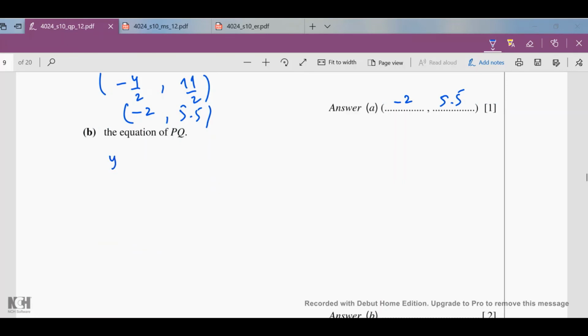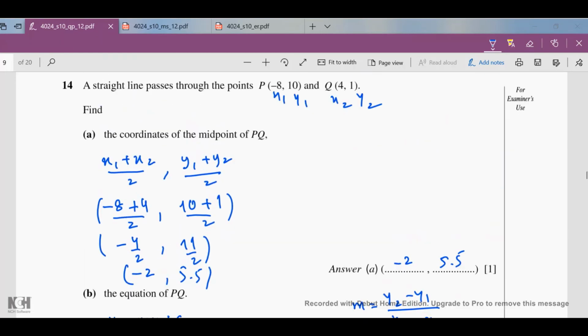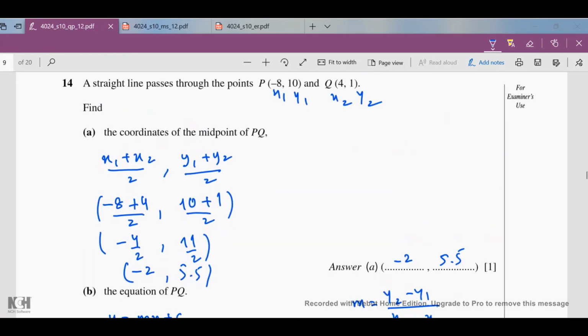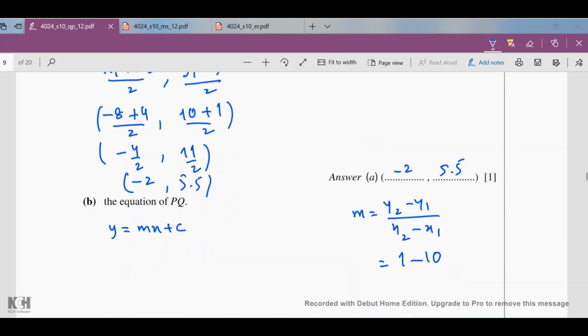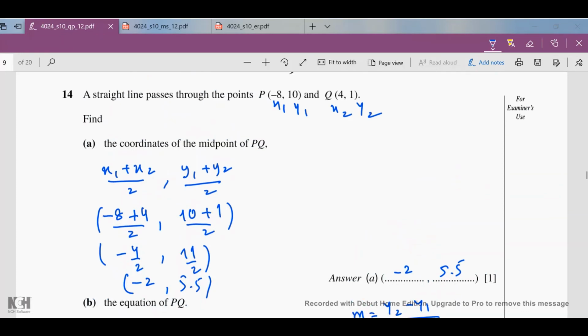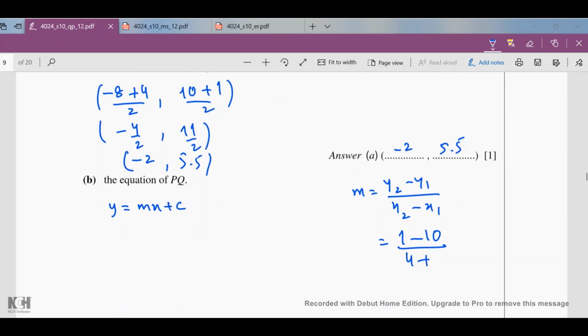To find the equation y equals mx plus c, we need to find the gradient. Gradient is y2 minus y1 over x2 minus x1. So 1 minus 10 divided by 4 minus 8, which is 4 plus 8. And then it comes to minus 9 upon 12. So minus 3 upon 4 is the gradient.